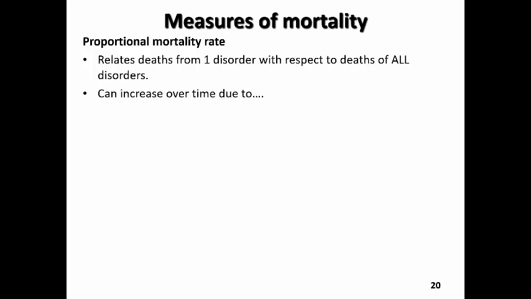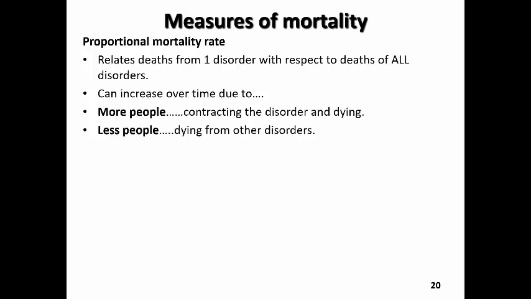The proportional mortality rate for one condition can increase over time due to one or a combination of the following two factors. The first factor is that more people are contracting the particular disorder, developing it, and dying from it if the proportional rate increases. If fewer people are dying from the other disorders that the primary one is being compared to, then that would also contribute to an increase in the proportional mortality rate.